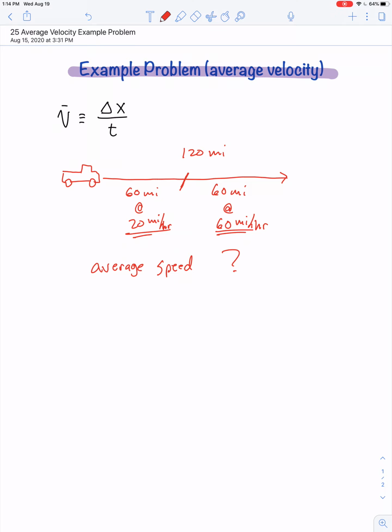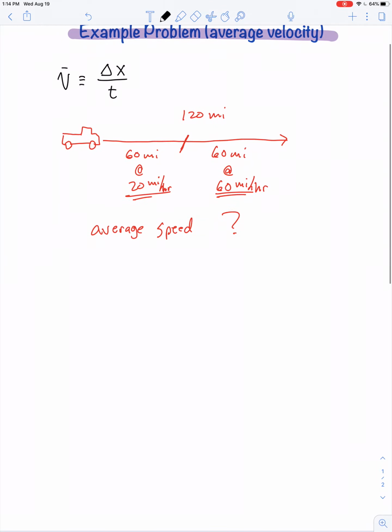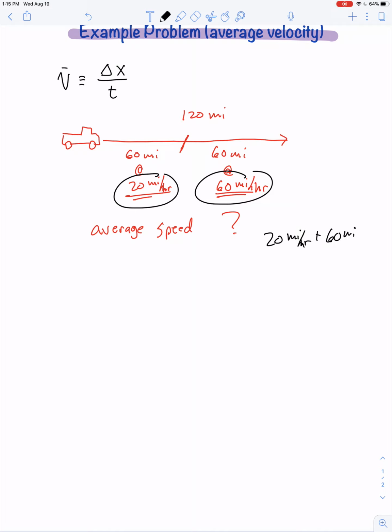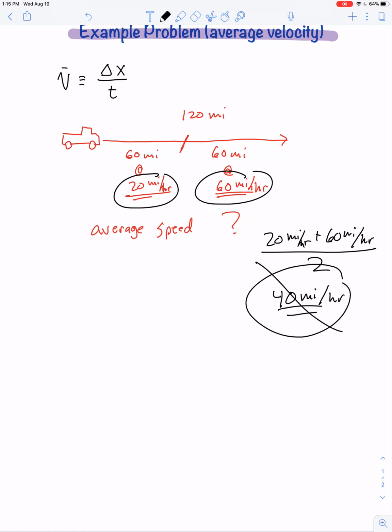Okay, so welcome back. Let's see what you came up with. I'm going to guess that some of y'all might have said, I don't need to pause to write this down, I can do it off the top of my head. The average of 20 and 60 is 40. 20 miles per hour plus 60 miles per hour, add the two and divide by 2. Sure, I'm going to get an average of 40 miles per hour, end of story. So you might be surprised to find that that's incorrect.